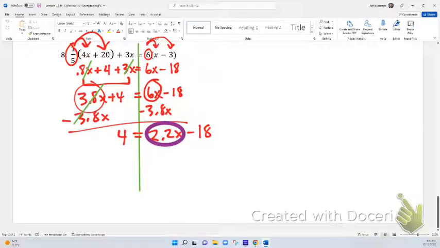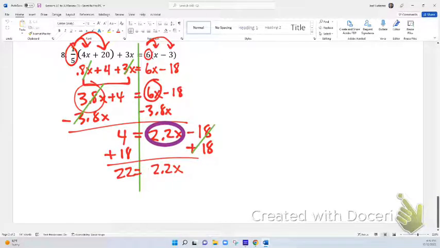We are trying to get the 2.2x by itself. Get rid of the minus 18 by adding 18 to both sides. You end up with 22 equals 2.2x, because these go away on this side. Divide both sides by 2.2, 2.2. And when you do this on your calculator, because we are going to be using calculators, I don't need you to try to do this in your head, we end up getting the number 10.